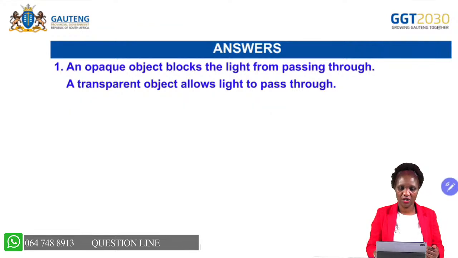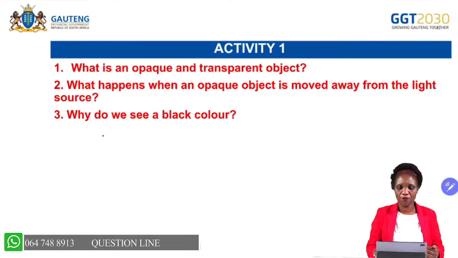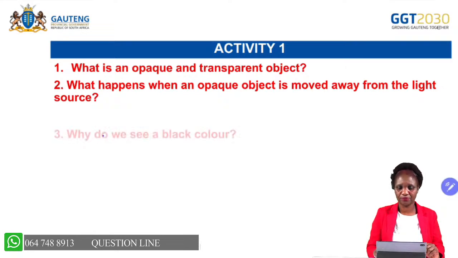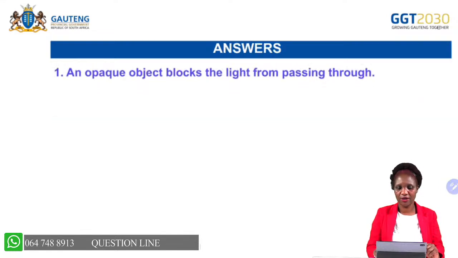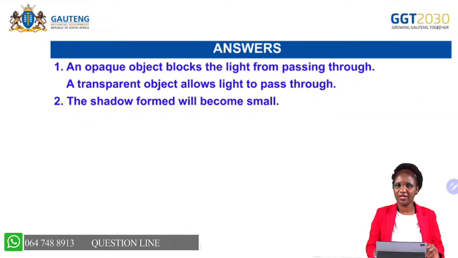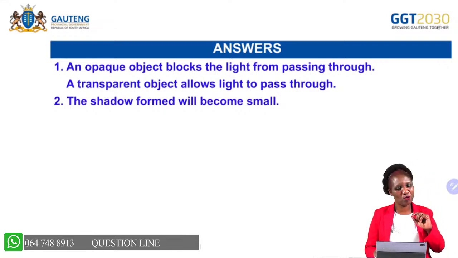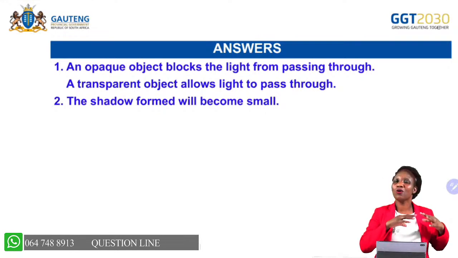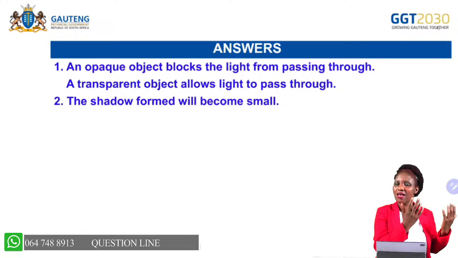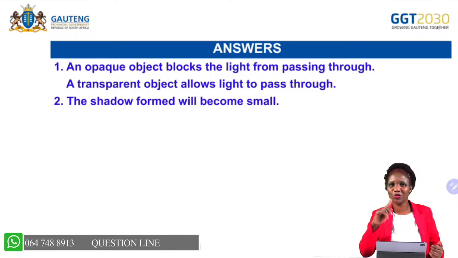Let's check the question there. For question 2, what happens when an opaque object is moved away from the light source? What happens? Let's check. All right. If the light source is moved away from an object, what's going to happen? The shadow formed will become what? Small. But if the light source is near, what's going to happen? The shadow is going to appear bigger than when the light source is far.